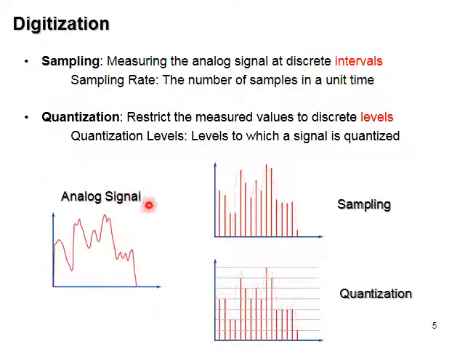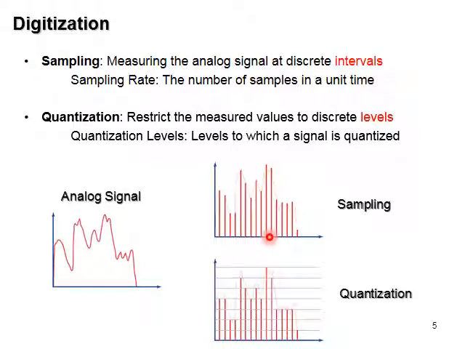Let's assume we have this analog signal. So what would be the output of the two stages, sampling followed by quantization? If we look at sampling as defined, measuring the analog signal at discrete intervals, you see here, the dotted curve is actually the analog signal. And then we measured the analog signal at discrete intervals, which is at this exact sample, and then at this sample, at this time sample, at this time sample. So in between we are skipping. We're not measuring the value of that signal. We're measuring the value of the signal at certain time points.